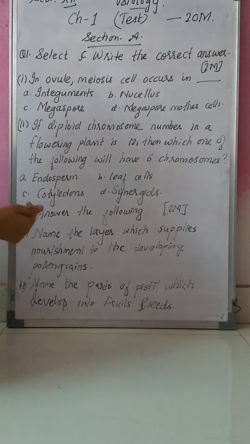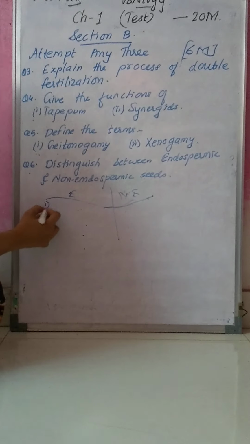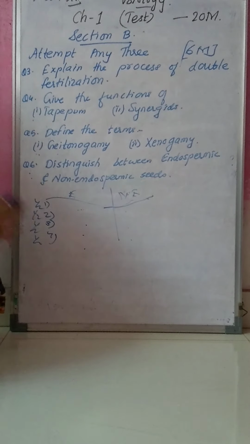You have to write here one column endospermic, then non-endospermic. Then you have to write the opposite points of endospermic and non-endospermic seeds. At least 4 points you have to write, because this question is for 2 marks. So half mark will be there for each point, and the points should be opposite points. Then only you will get half mark for each opposite point. Okay, this is question number 6.